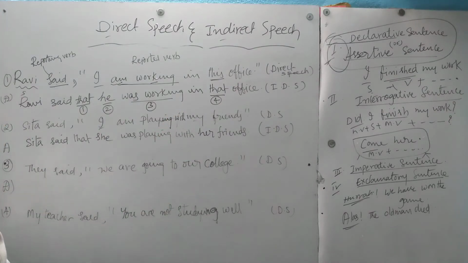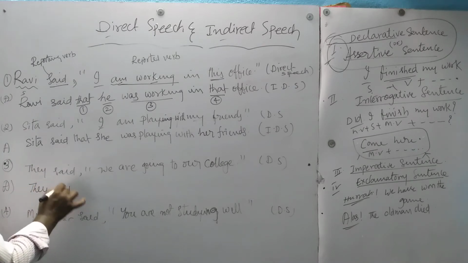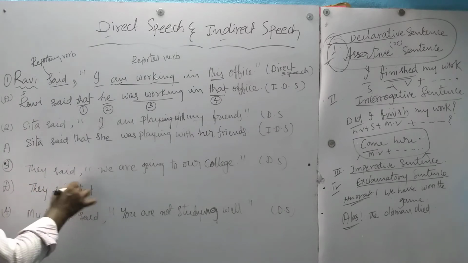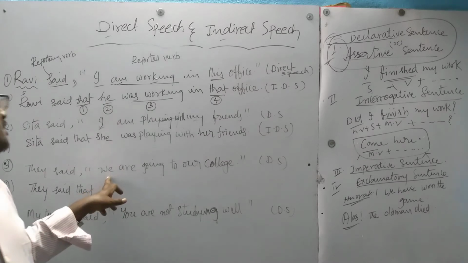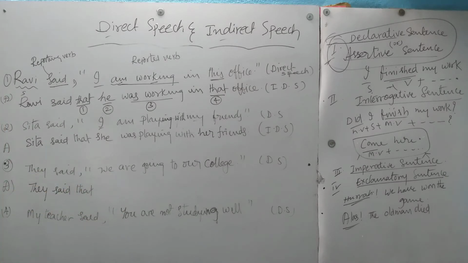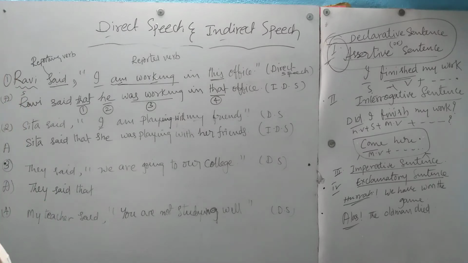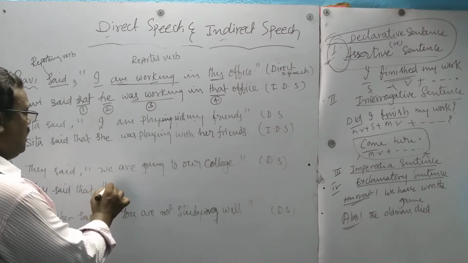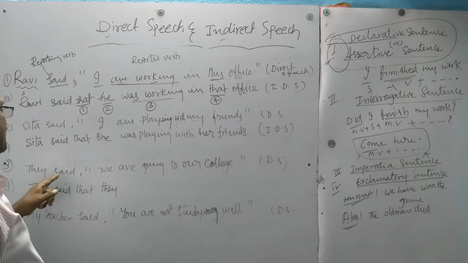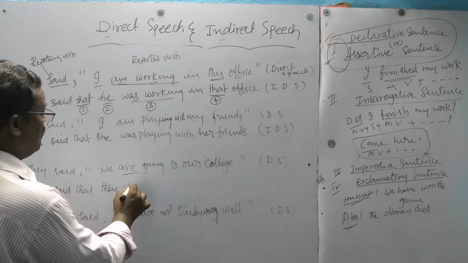Now, plural. They said that we are going to our college. We means what? We refers to they. They said means some people said. What they said while they were saying, we are going to, at that time they said, we are going to means they are going. They are going. Said is past tense. That's why here are also short form.